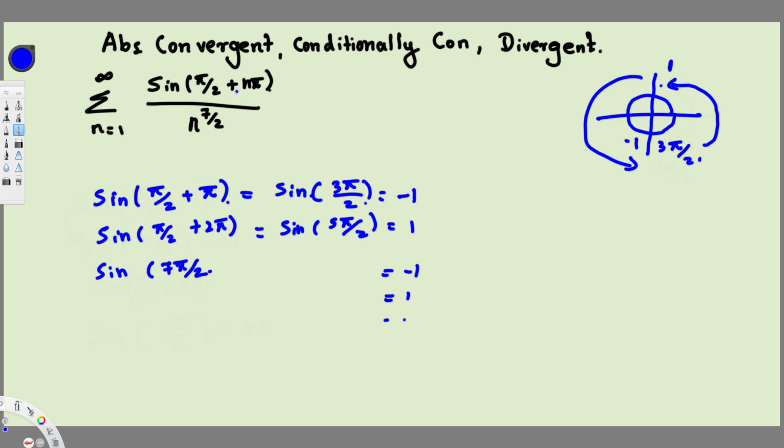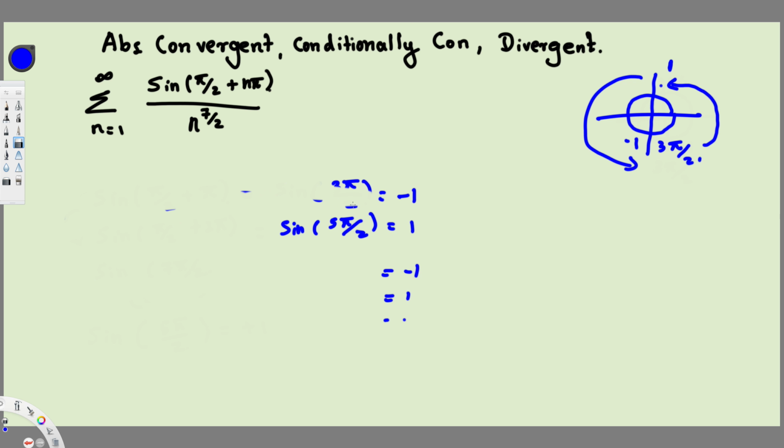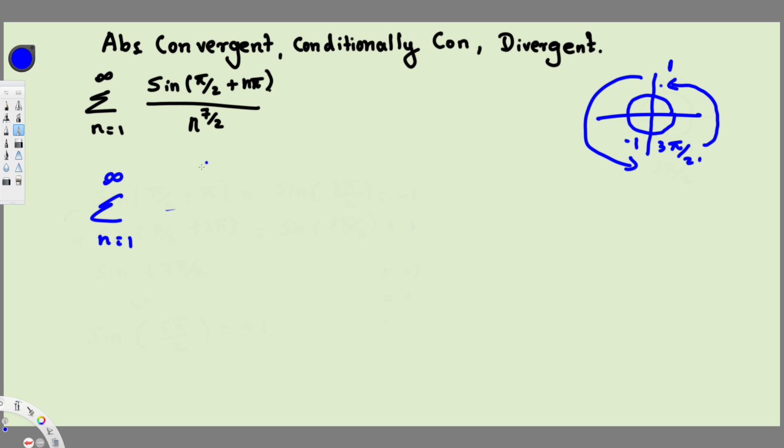Now we can write this series in a different way. So this series is going to be the same as the sum from n equals 1 to infinity, and we know the first value is starting from negative 1. So this is going to be negative 1 to the power n over n to the power 7 over 2. This is the simplest way to write it, the same thing.